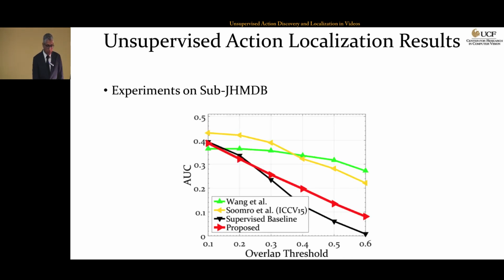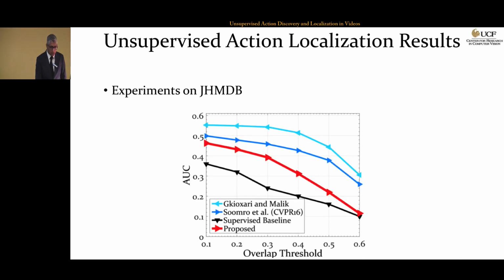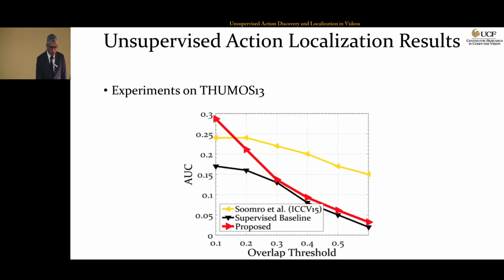Next, we show results on sub-JHMDB. So we perform competitive to the state-of-the-art. However, we also have a supervised baseline shown by the black curve, and here we perform better than most of the overlap thresholds shown on this data set. Next, we show results on JHMDB. Here, our proposal again is shown by the red curve. We perform competitive to the state-of-the-art, and significantly better compared to the supervised baseline on multiple thresholds. And lastly, on THUMOS13, we perform better again than the supervised baseline approach.